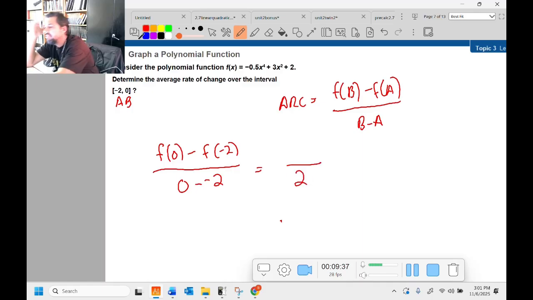Now, you're going to have to figure out what f of 0 and f of 2 and negative 2 are. To find f of 0, every single x you see becomes a 0. This literally says x equals 0. That's what it says.